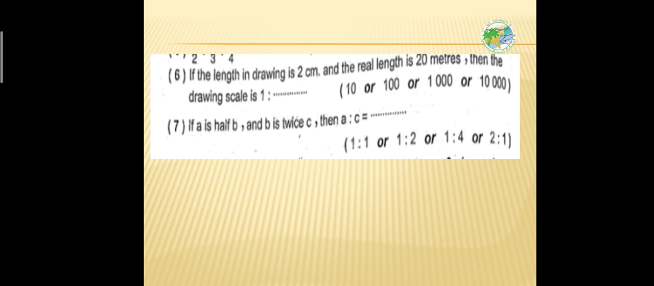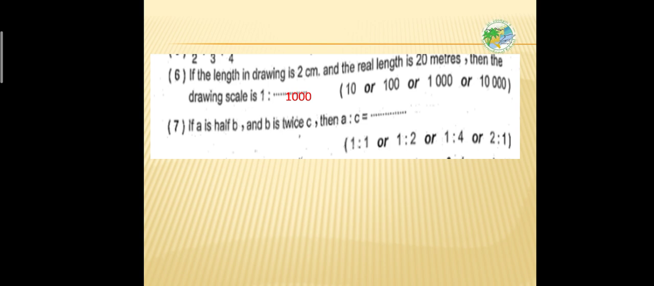Number 6, the length of the drawing is 2 centimeter and the real length is 20 meter. Then the drawing scale is what? What is the meaning of drawing scale? What is the important rule of the drawing scale? Draw length to real length. Then real length, of course, equal 20 meters. Then we should change meters into centimeter. Multiply by 100. Then 2 to 2000 equal what? Of course, equal 1 to 1000 after we simplify.